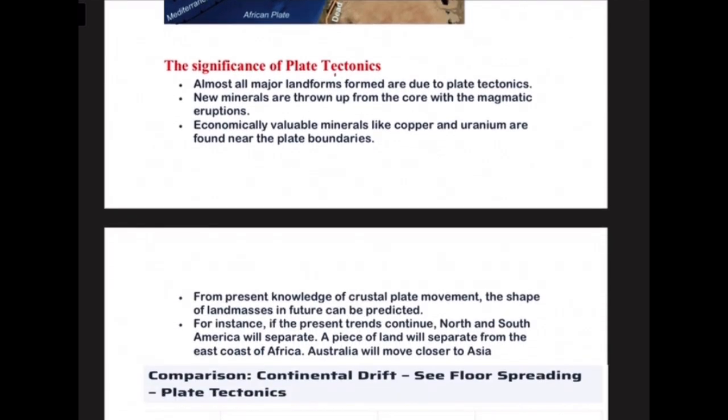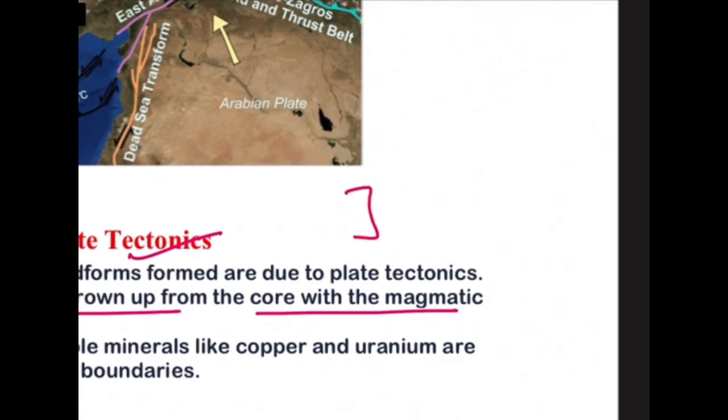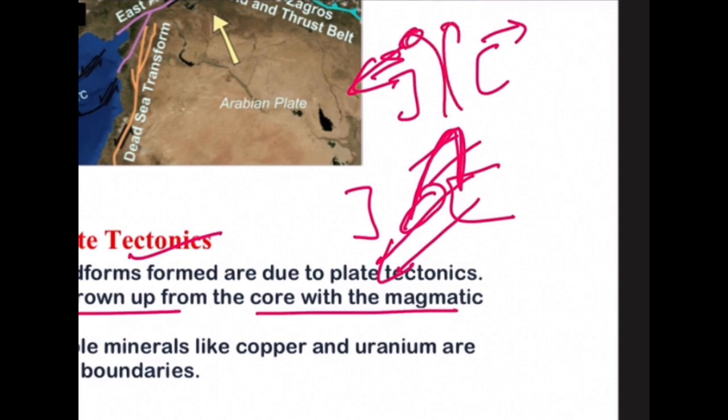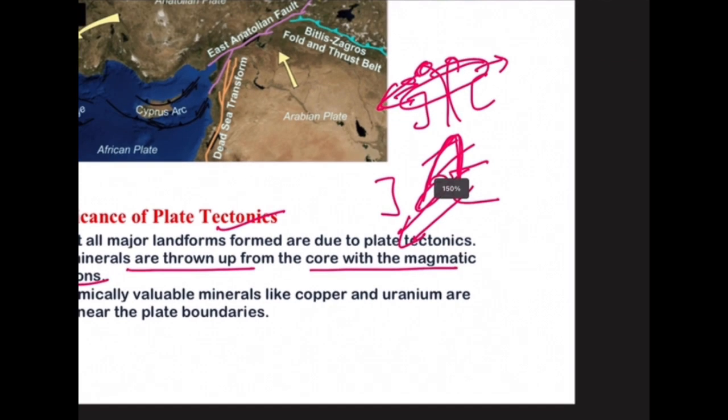The significance of plate tectonic theory. Almost all the major landforms are formed due to plate tectonics. New minerals are thrown up from the core with the magmatic eruptions. See, if this is the plate boundary, and this plate is moving in a downward direction, ruptures take place and further formation of mountains happens. And if divergent plate boundaries are taking place, magma comes out and forms basaltic rock in the oceanic plate.